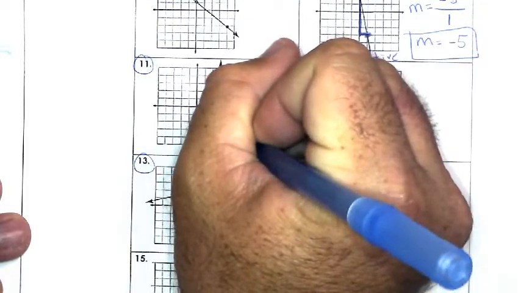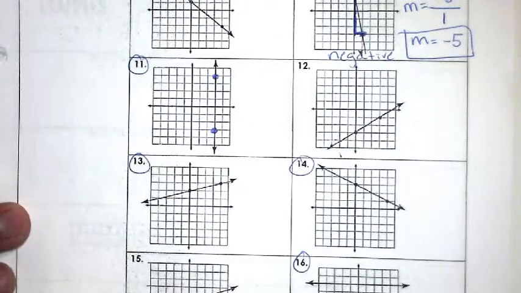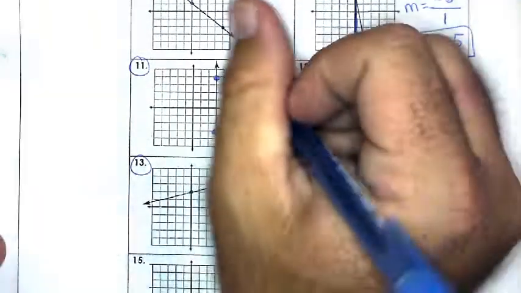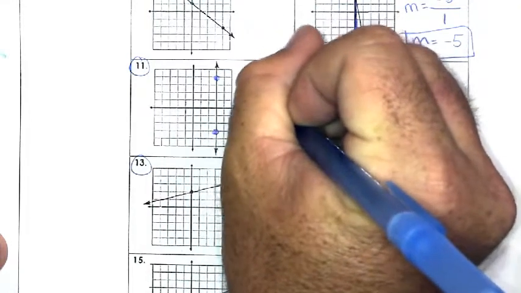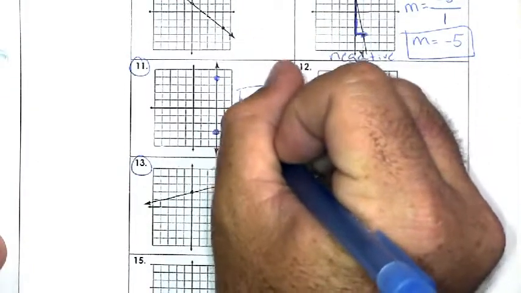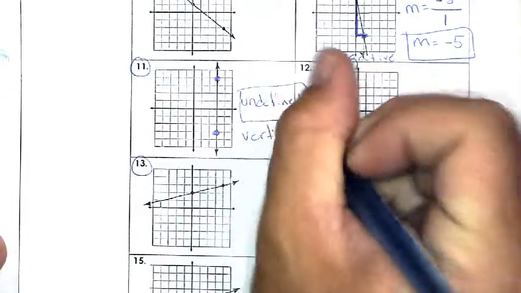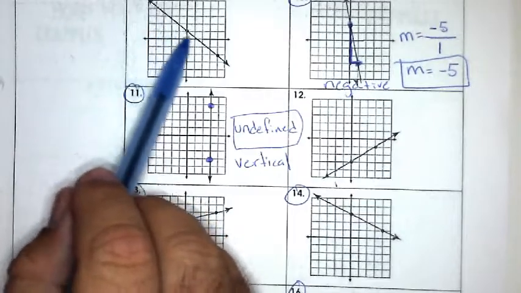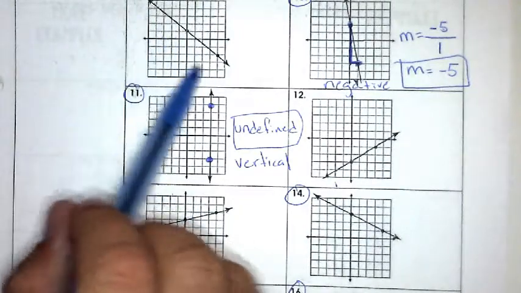What type of slope do I have? Say it louder because you only said half the word. Undefined. How do I know that it's undefined? Straight line is not enough. Straight line is still not enough verbiage. Vertical. Because technically a horizontal line is also a straight line. Technically this is a straight line. It's just angled. Vertical. Okay.